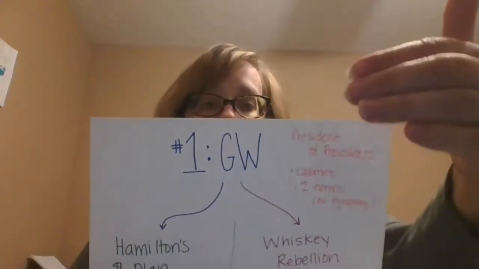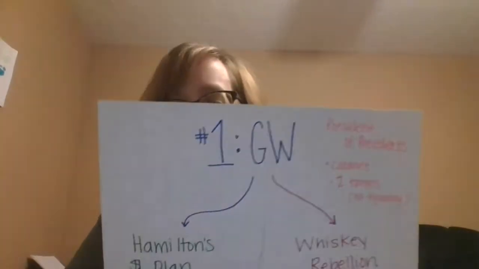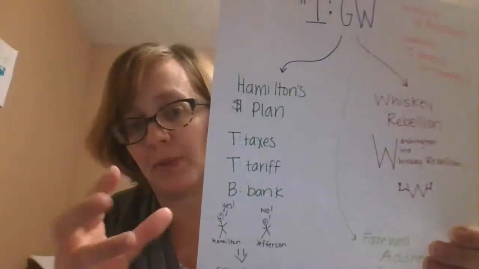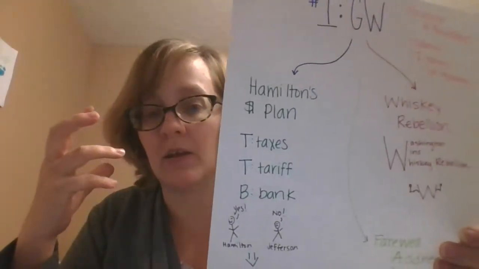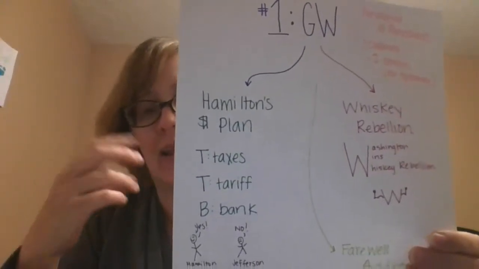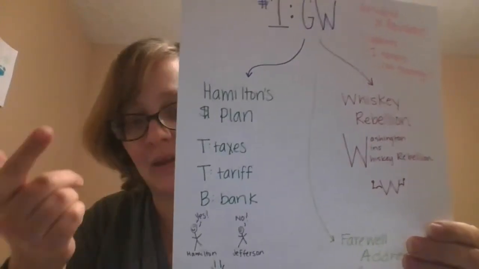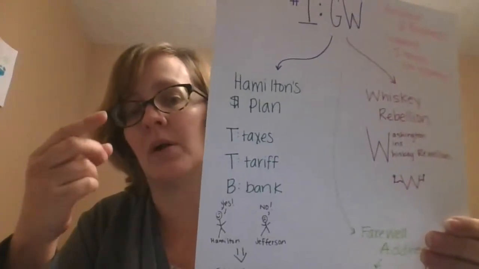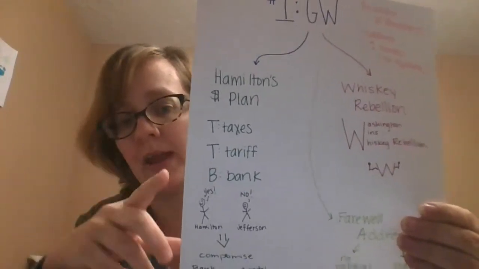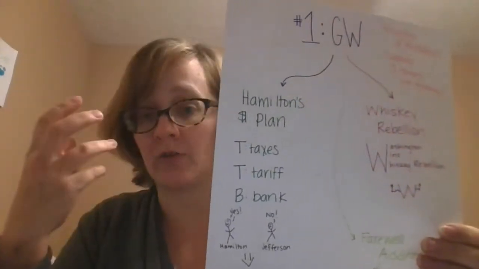George Washington is our first president. He has no political party affiliation. He doesn't pick sides. The biggest thing that happens under George Washington is Hamilton's financial plan. Remember, the country was in debt after the American Revolution, so we owed a lot of money. Hamilton comes up with a way to pay the money back, and it's TTB: taxes, tariffs, and bank. He wants to increase taxes, put a tariff on foreign goods, and start a national bank. These were all very controversial at the time.